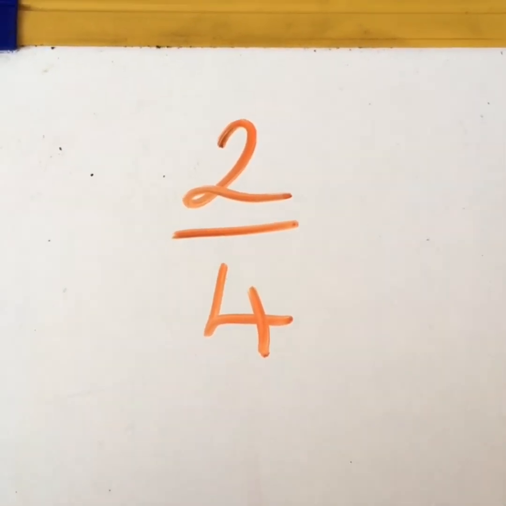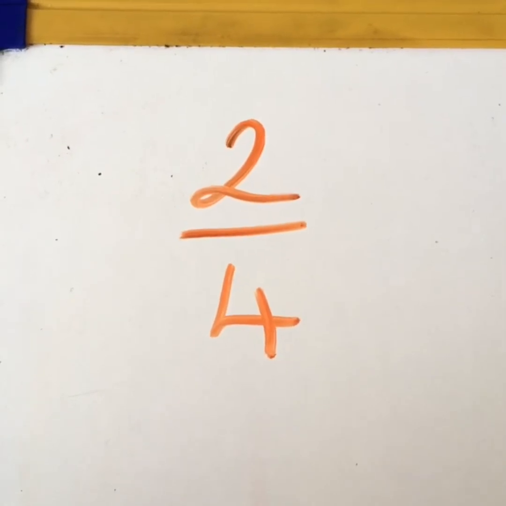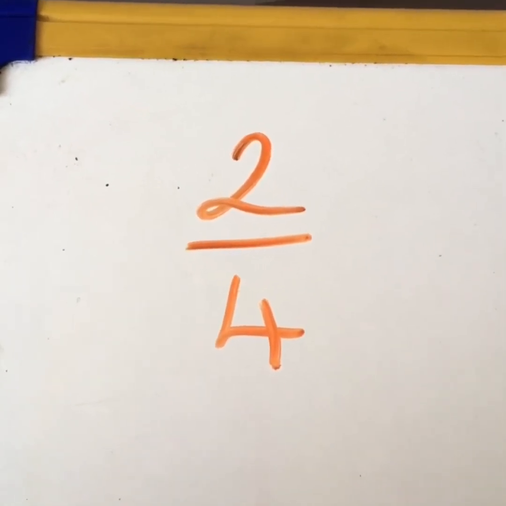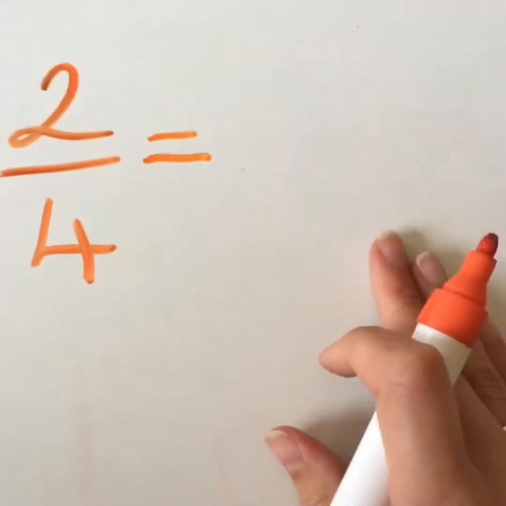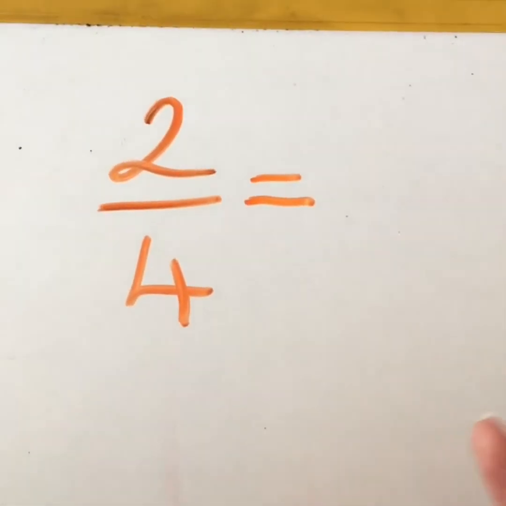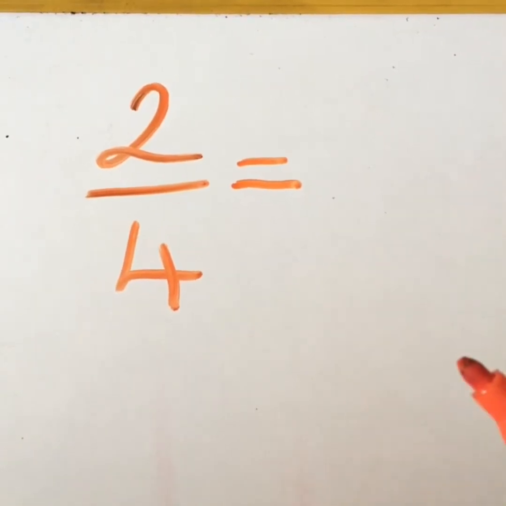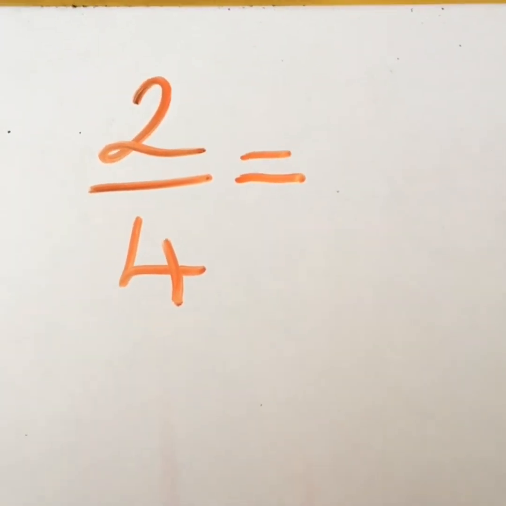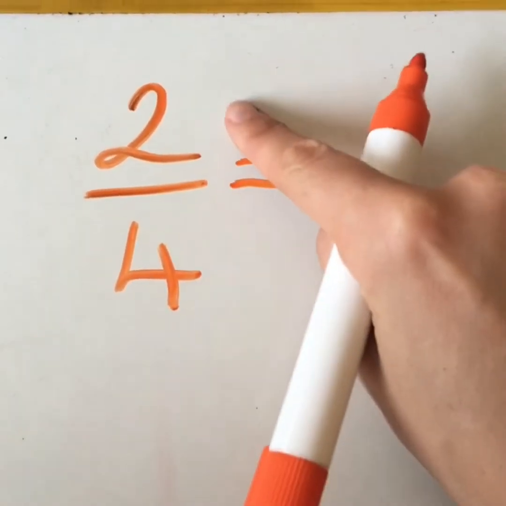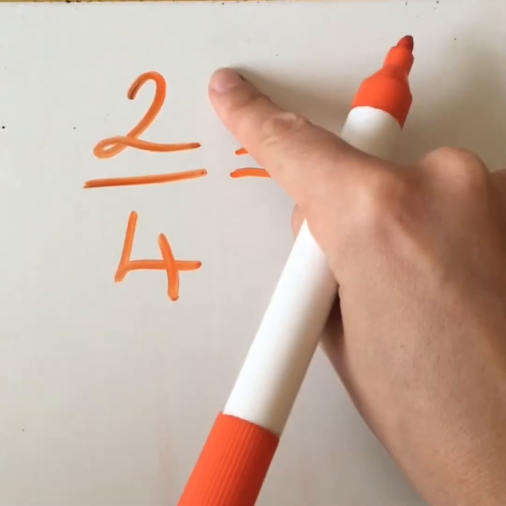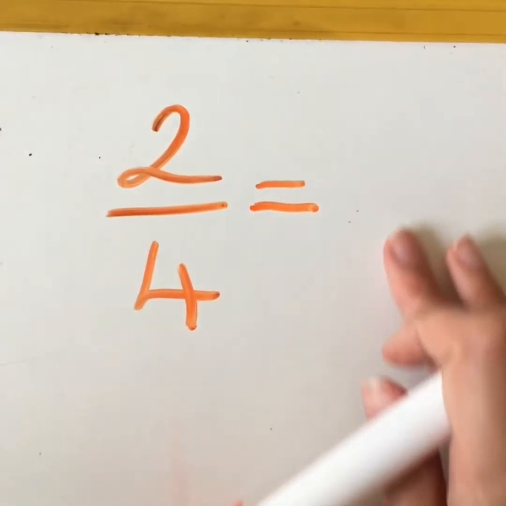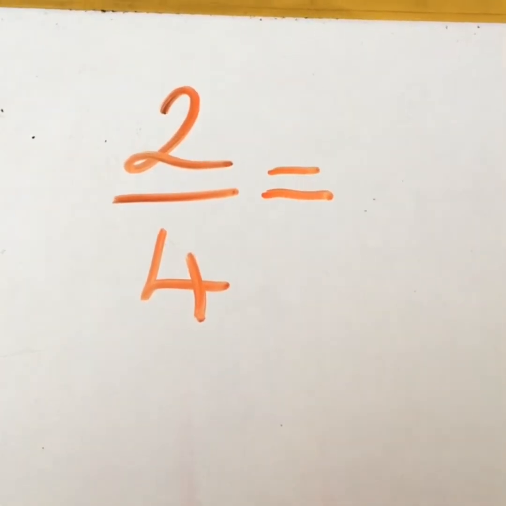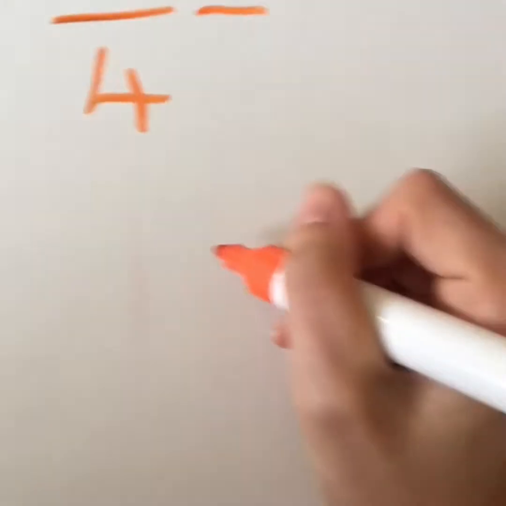Well, it means to make something simpler, to make something easier to work with. So when we talk about simplifying fractions, we talk about finding an equivalent fraction that is easier to work with. And the way we do this is we think about what common factors these two numbers have. What is a number that I can divide 2 and 4 by to make this fraction easier for me to work with?